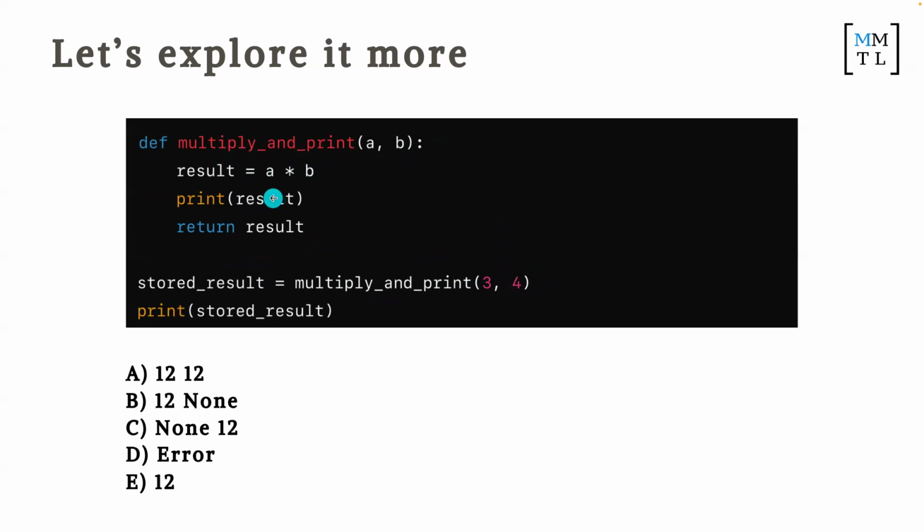So the first line of output will be 12 here. And then it will return 12 as well. So essentially, this thing is going to get replaced by 12. So 12 has become a stored result. And when you print the stored result, that will be 12 again. So 12, 12 is the answer.